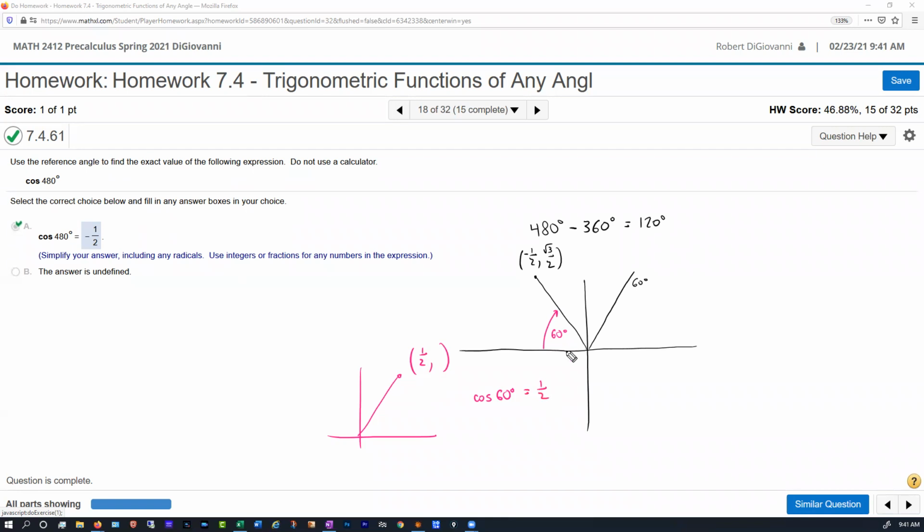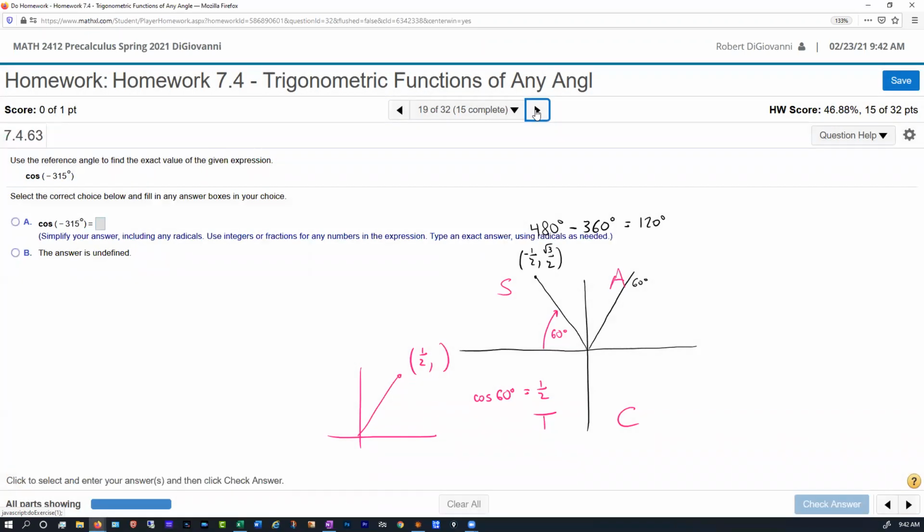However, because we are in the second quadrant and all students take calculus, the only thing that's positive here is sine. So for 480 degrees, which is really this 120, our answer must be negative. So we take this answer and make it negative, which gives us -1/2. It's a different way of doing it. There are multiple ways to do these problems, and that can make things a little bit tricky, but we should all arrive at the same answer.